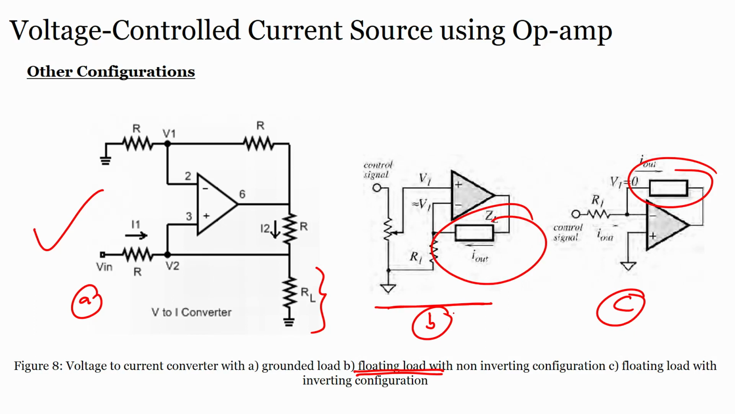So, this B is showing a non-inverting amplifier, the voltage that is given is across the non-inverting terminal. In case of C, the voltage is applied at the inverting terminal. So, now I have 3 different circuits: one is the voltage to current converter with grounded load, one with floating load, non-inverting configuration, and inverting configuration, right.